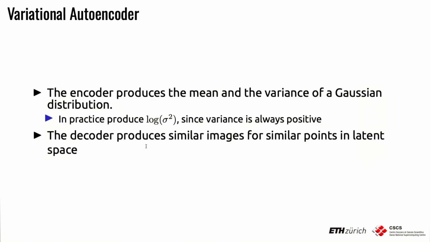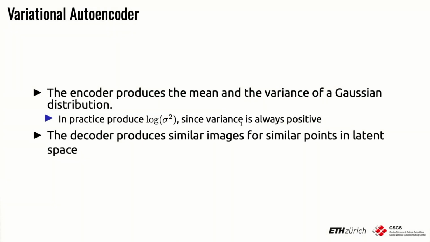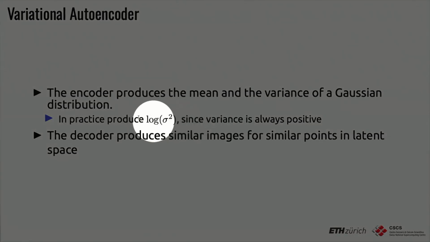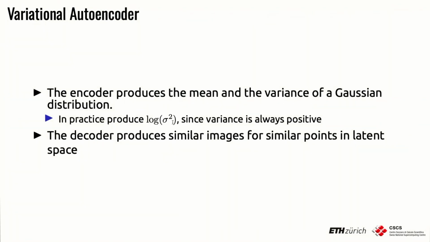So the encoder produces the mean and the variance of the Gaussian distribution. Well, in practice, you produce log of sigma squared because the variance is always positive. So you consider the output of your model as log of sigma squared, because the output of, for example, a linear layer can also be negative.